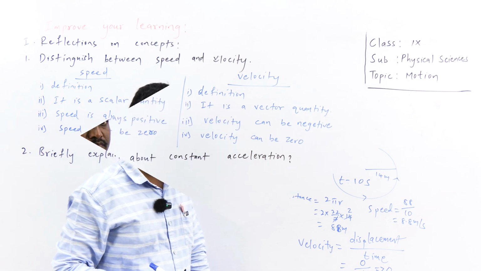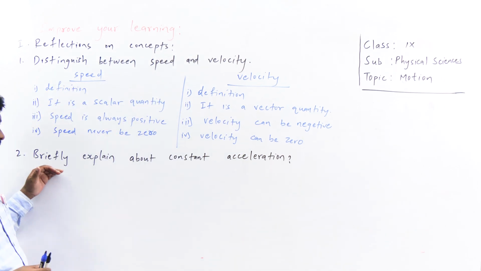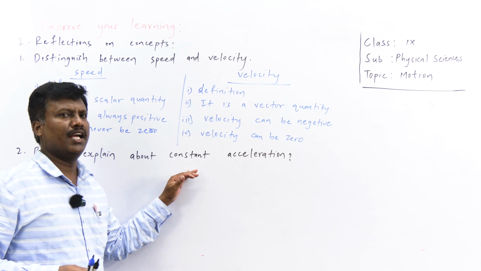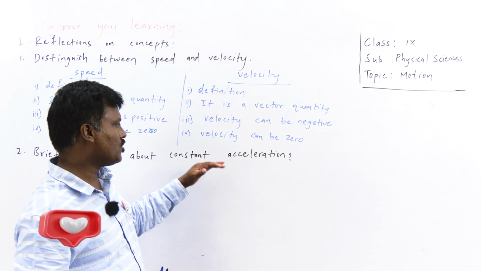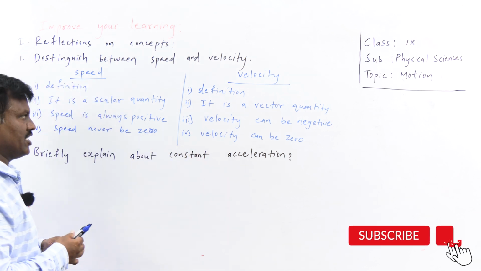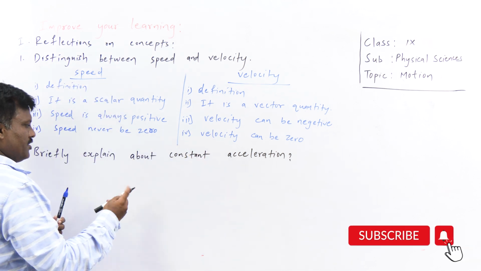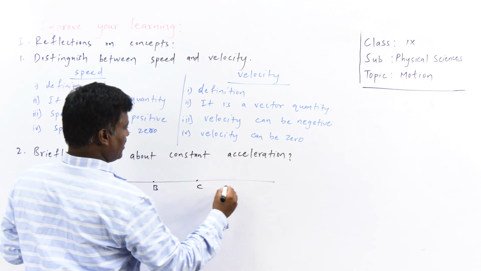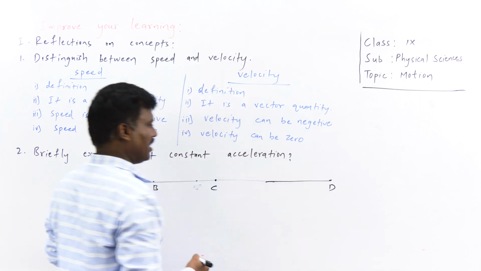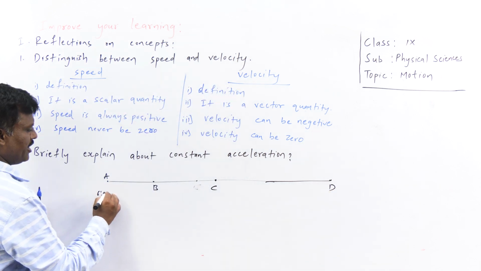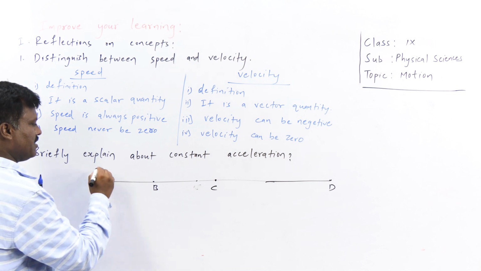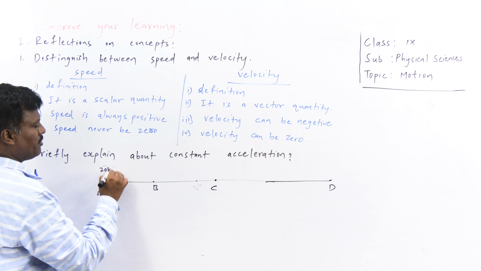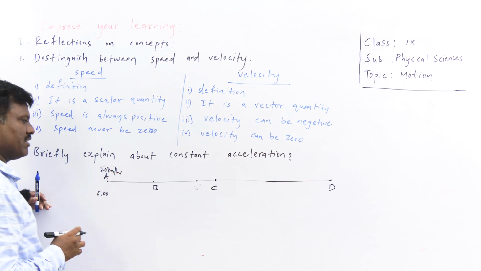Right. The second question: briefly explain constant acceleration. Acceleration must be the same, it must be uniform. It should be constant. So in which case is it constant? Let us understand. Let's say this is a small trip with four different points, A, B, C and D. At 6 a.m. the vehicle is here. The vehicle speed is 10 meter per second; in practical units I will use 20 kilometer per hour. The speed of the vehicle at point A is 20 kilometer per hour.